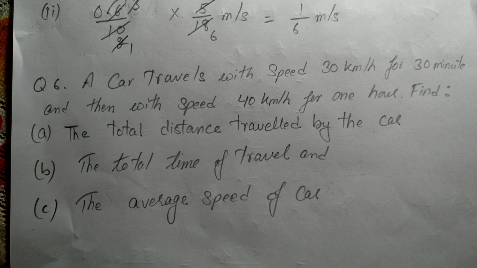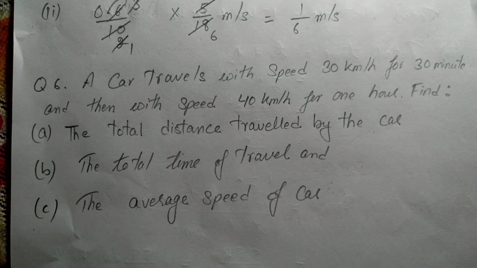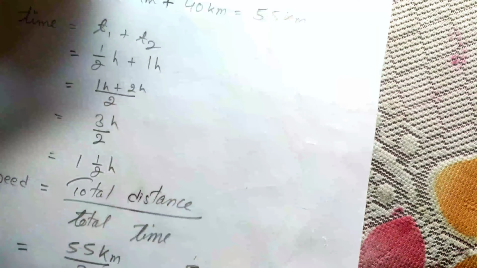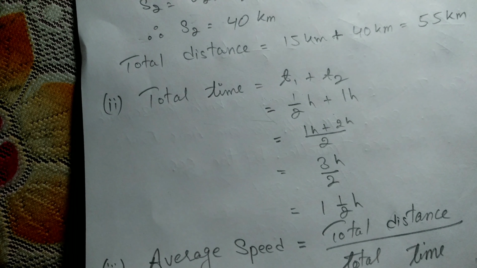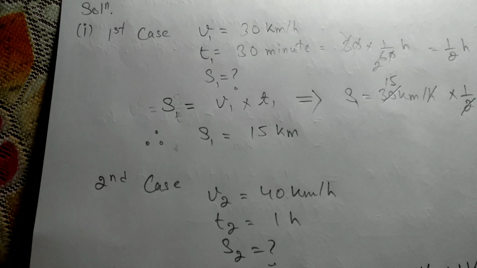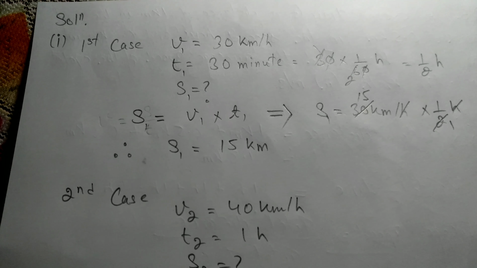Okay, so two different speeds are given which are not average speed, and then two different times are given. From these two values in the first case and second case we are supposed to find these three things. Okay, so I've done here all these questions. Please do it in your exercise book from number 1 to number 6.